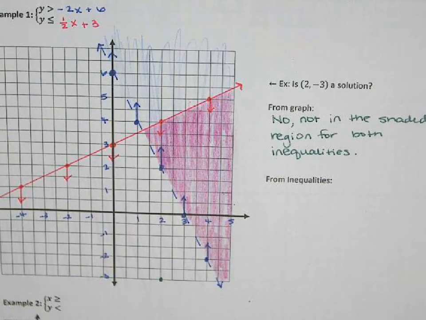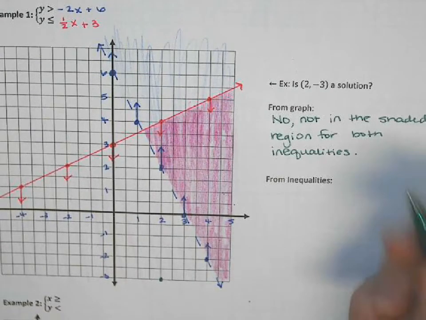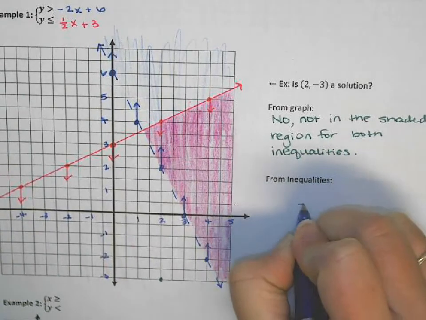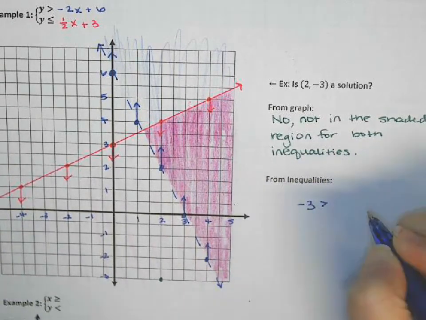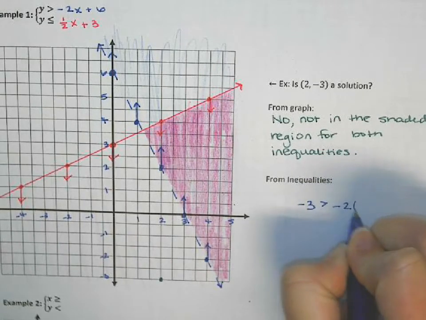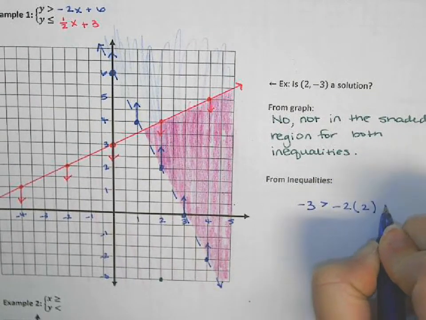Okay. If I didn't have the graph, what I would have to do is take the first inequality. So we'll take the blue one first. And my y value, negative 3, is greater than negative 2 times the x value, which is 2, plus 6.